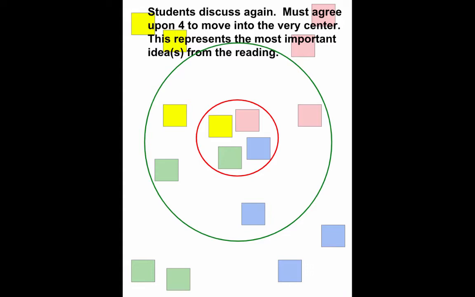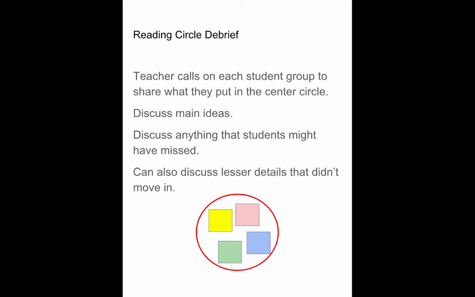At this point, they should have really distilled that reading down into the most important ideas that are represented now within that innermost circle. At this point, it's time for the teacher to open this up to a larger discussion. Teacher can go around calling on each student group to share what they put in their inner circle. If they really are the main ideas, you should have some commonality between student groups. So this is a good opportunity to reinforce, but also hear each person or each group's perspective on the topic. There might have been things that were missed.